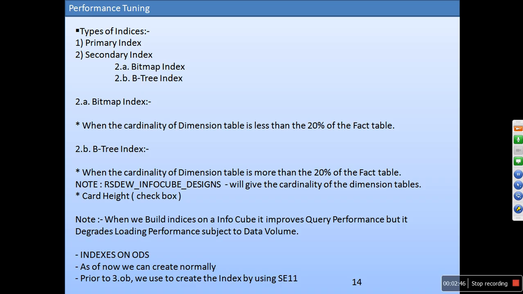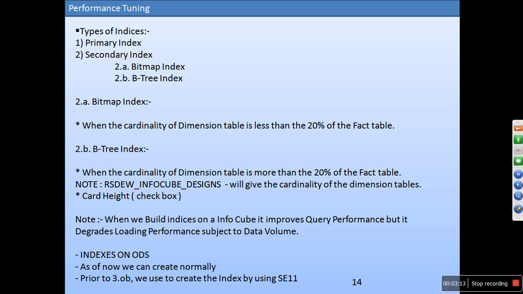The point here is, when you create a secondary index on a cube, it improves your query performance, but it does disturb your loading performance. So to handle both, whenever they are loading into the cube, they drop the indexes, that is, delete the indexes. They load the data, then recreate the index. That's how they handle it.